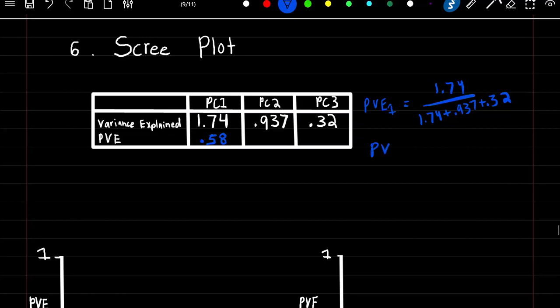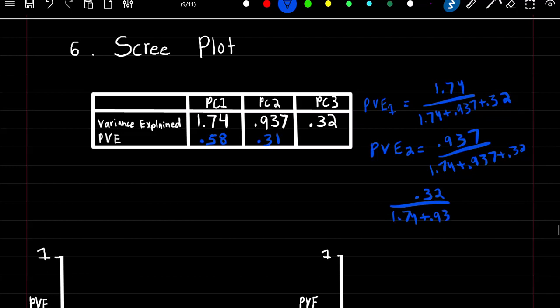Now for principal component 2, the proportion of variance explained will again be the same formula, but now we're going to have 0.937 in the numerator. And then the denominator will stay the same. And we get a proportion explained of 0.31. And then finally, for principal component 3, we just do 0.32 divided by 1.74 plus 0.937 plus 0.32, and we get a value of 0.11.